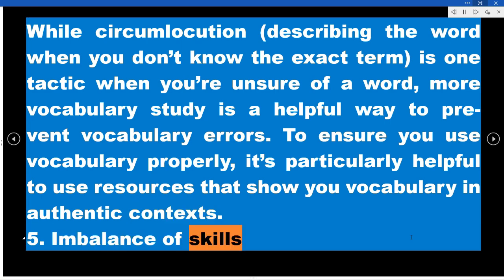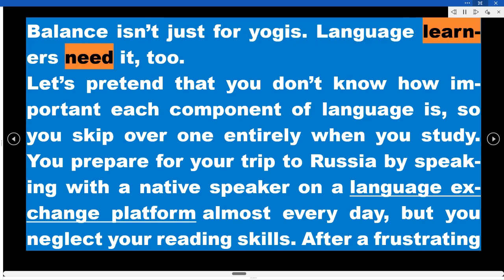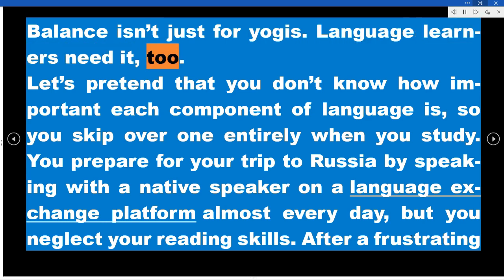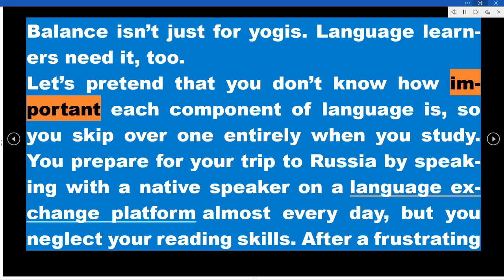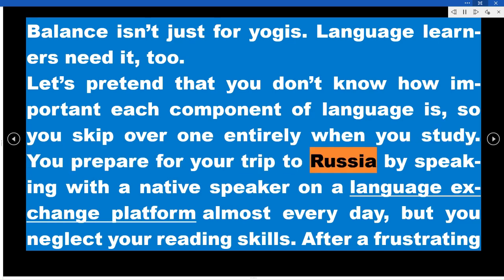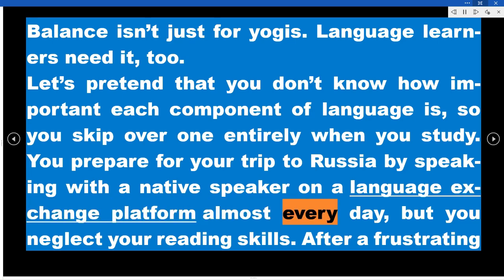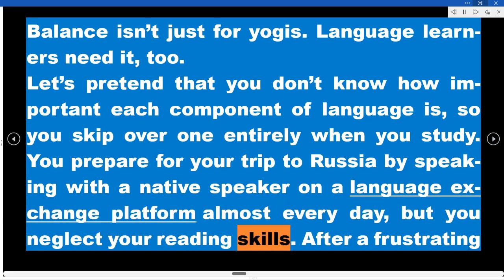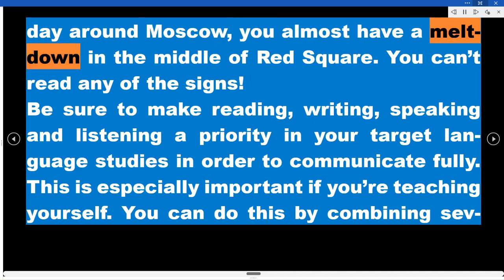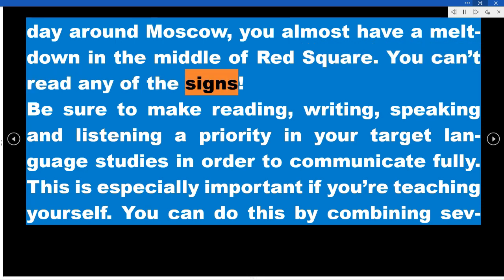5. Imbalance of skills. Balance isn't just for yogis. Language learners need it, too. Let's pretend that you don't know how important each component of language is, so you skip over one entirely when you study. You prepare for your trip to Russia by speaking with a native speaker on a language exchange platform almost every day, but you neglect your reading skills. After a frustrating day around Moscow, you almost have a meltdown in the middle of Red Square. You can't read any of the signs.